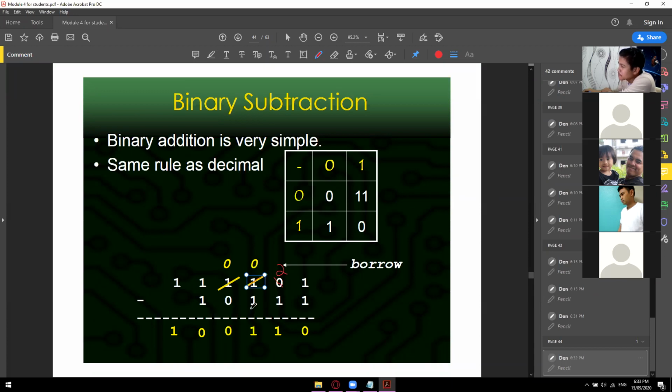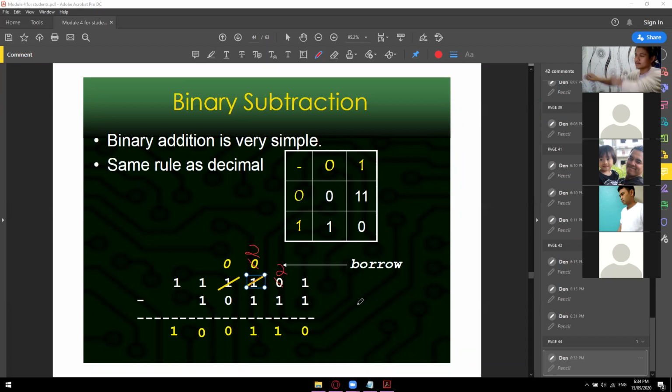0 minus 1 cannot be, so we have to borrow again. So this 1 will become 0. This 0 will become 2. So 2 minus 1 is 1. 0 minus 0 is 0. 1 minus 1 is 0. And then 1 minus 0 is 1. Okay? So, bigyan ko muna kayo ng 10 seconds para i-sync in sa utak nyo. So, ang tricky part lang dito, pag nag-borrow kayo, yung 0 nyo magiging 2. Yung pinaghiraman nyo, yung 1 nya is magiging 0. So, basically, isa lang yung mababawas.